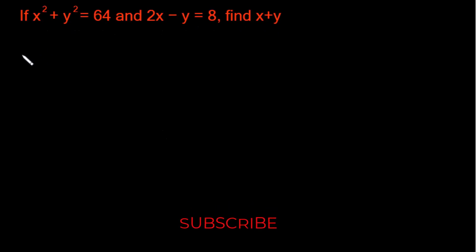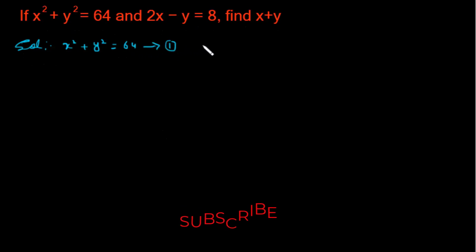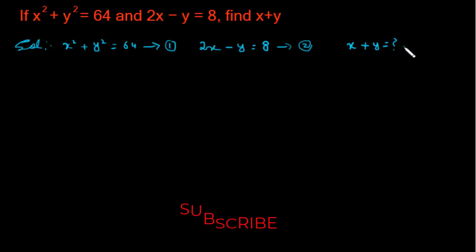To solve such a system of equations, our approach must be like this: first we will name these equations. One is the quadratic equation, x squared plus y squared is equal to 64, and let it be named equation 1. Then this linear equation, 2x minus y is equal to 8, is equation 2, and we have to compute the value of x plus y. This is the required expression, and I will name it equation R.